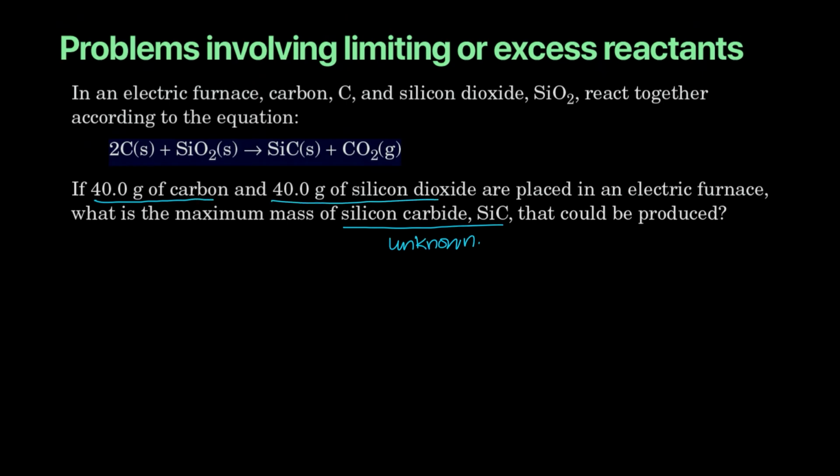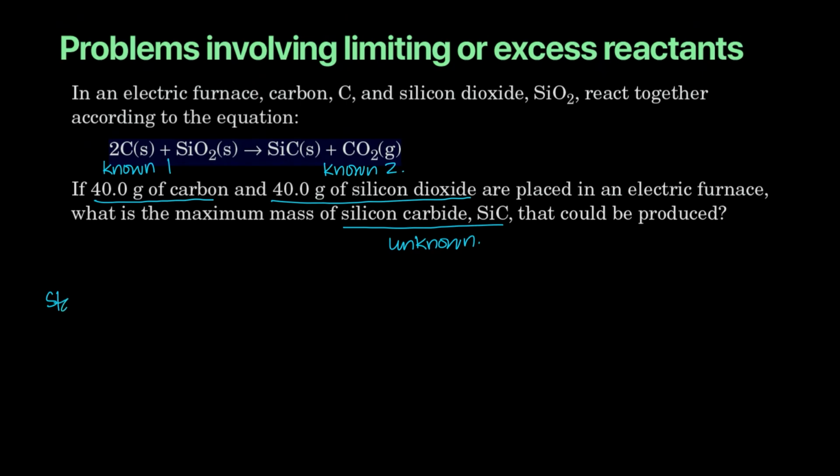And 40 grams of carbon and silicon dioxide are my knowns. So when I have two knowns, I label one of them as known 1 and the other as known 2. Step 1 will now be finding the moles of both knowns, known 1 and known 2. And step 2 will involve two parts then. So the question becomes a little longer to do. Alright?